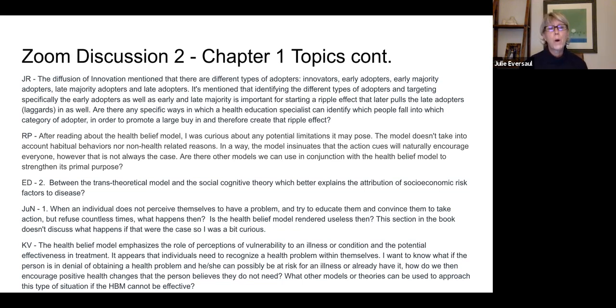I want to know, what if the person is in denial of experiencing a health problem, and he or she can possibly be at risk for an illness or already have it? How do we then, okay, so if they already have it and they don't know, we may not know either.